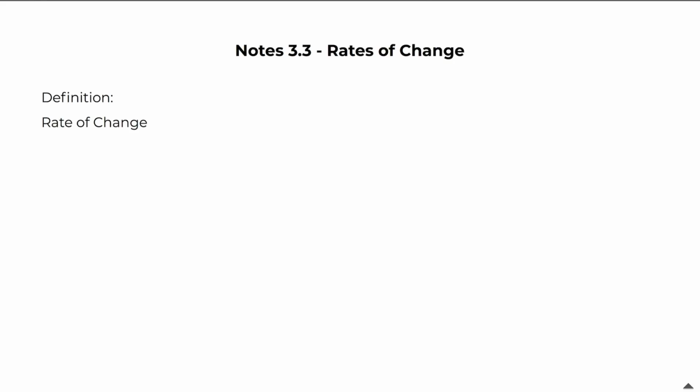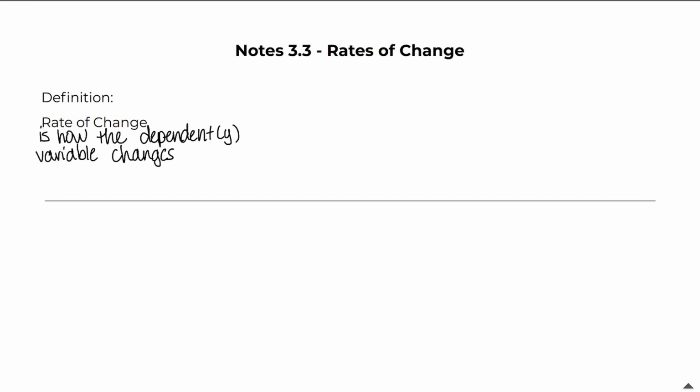Hi everyone. Notes 3.3 are on rates of change, and the first thing that we want to do is define what a rate of change is. A rate of change is how the dependent variable changes with respect to the independent variable, how y changes with respect to x. So here's an example.